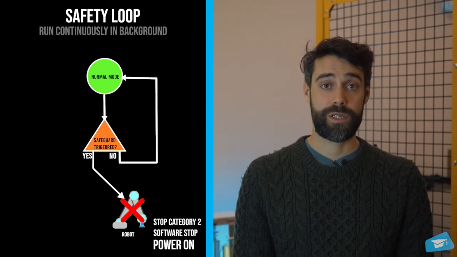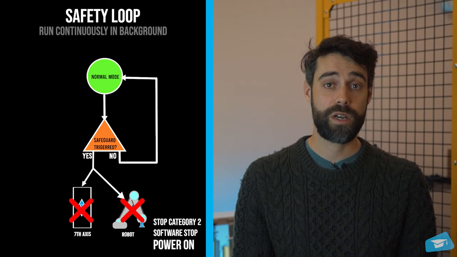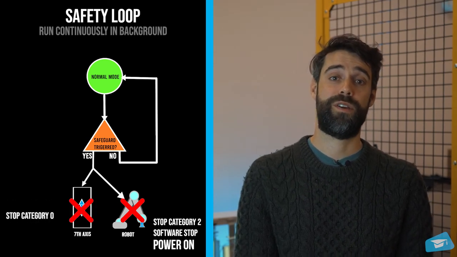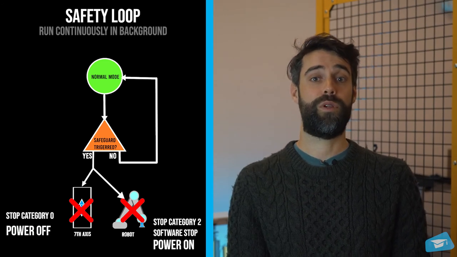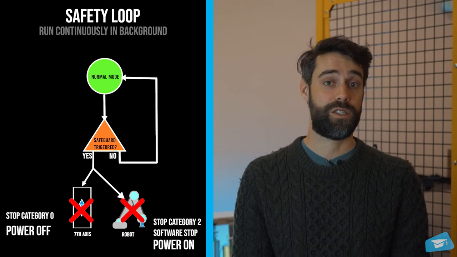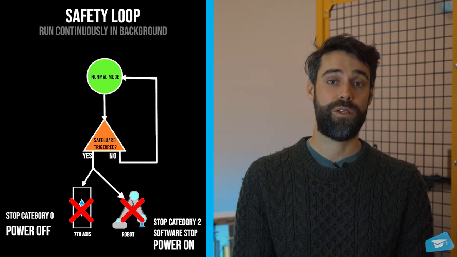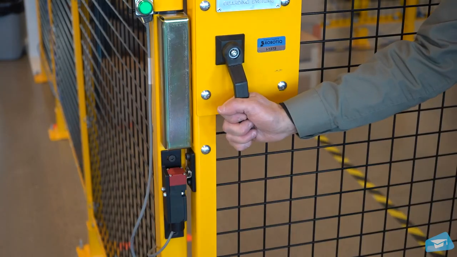In parallel to this, a relay will shut down the 7-axis to stop category 1 and then stop category 0. This basically means that the 7-axis will decelerate to a complete stop and then its power will be turned off. If for any reason the 7-axis is not stopped within 500 milliseconds, power will be turned off rapidly to obtain a stop category 0. Once the safeguard stop is removed, normal operation will resume.